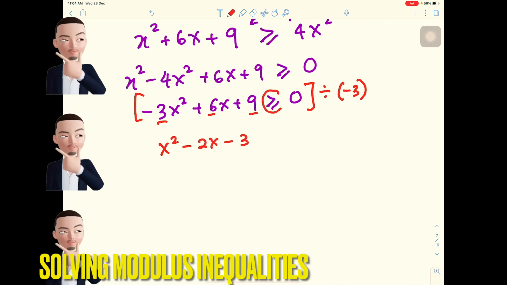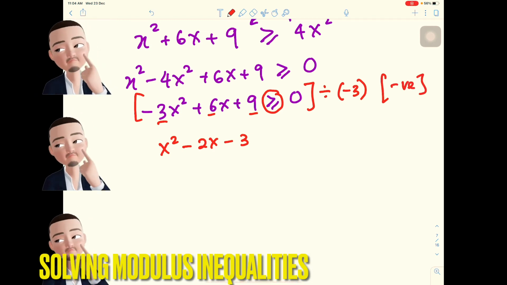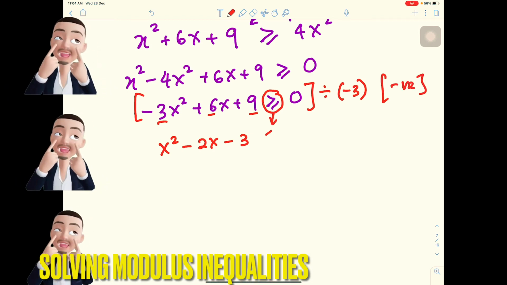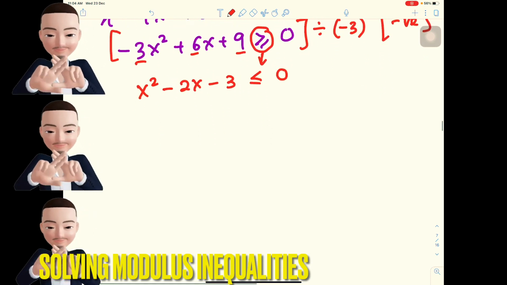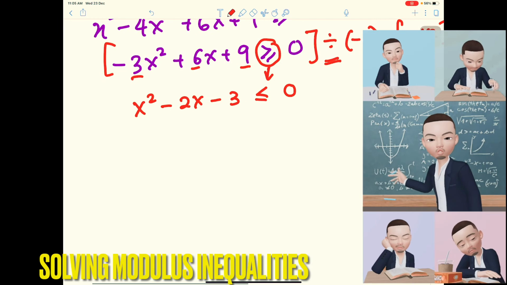Because we divide by a negative, the inequality will change. It becomes less than or equal to 0. If we multiply or divide by a negative, the inequality also changes.